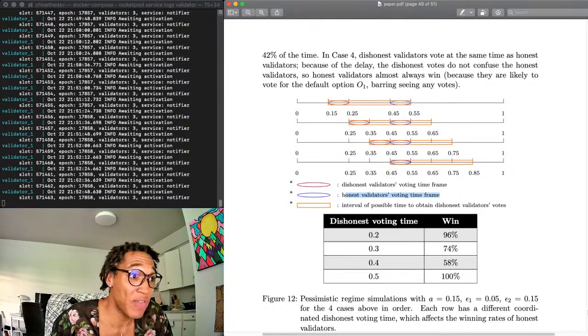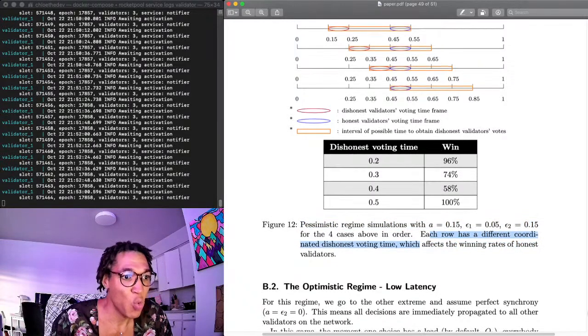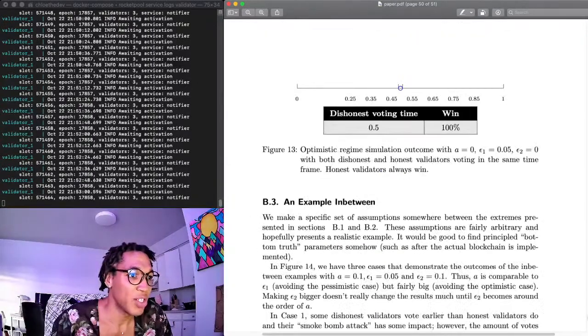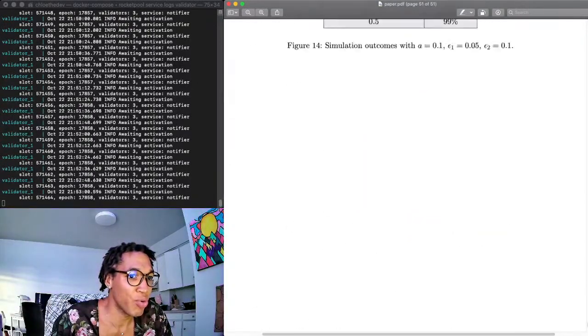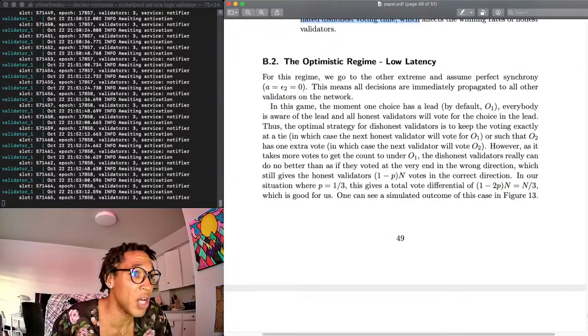It shows here that if you vote too early, in any of these situations, you could have some sort of issues. So the pessimistic regime simulations look like this, and each row has a different coordinated dishonest voting time, which affects the winning rates. Okay, so now we're going to go through 2 more quick scenarios, and then we're done. So you have the low latency, the optimistic regime.